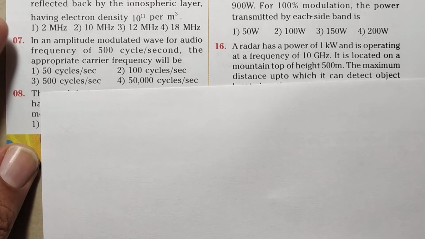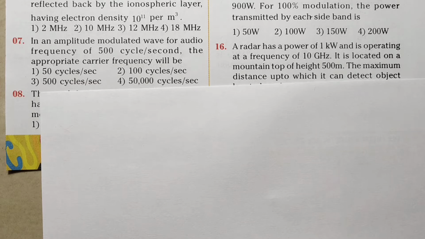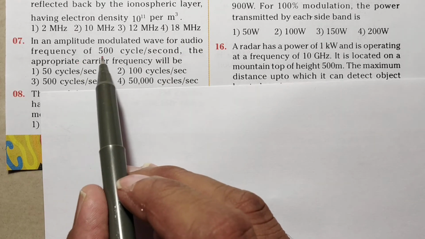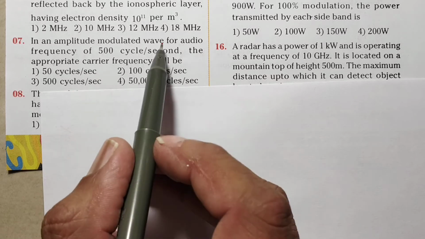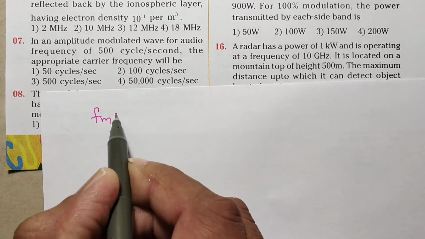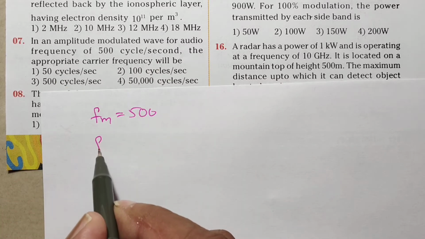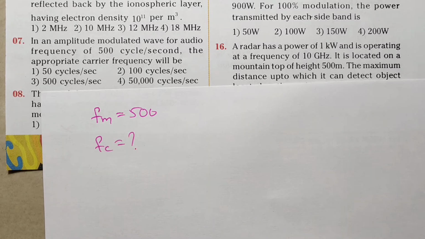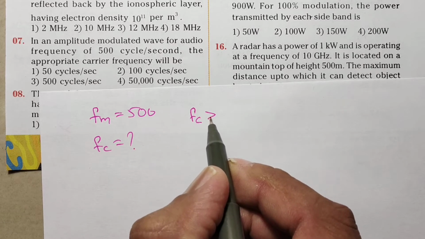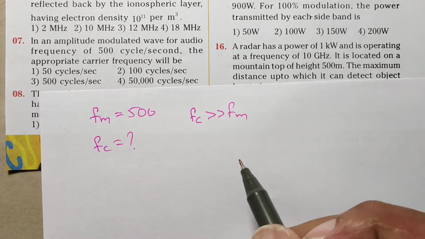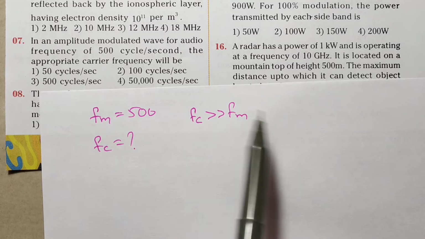Now, seventh question. In an amplitude modulated wave, the audio frequency is 500 cycles per second. That means the message signal frequency they have given is 500. They are asking for the appropriate carrier frequency, fc. In general, what is modulation? In modulation, we combine a low frequency audio signal with a high frequency carrier signal. That means definitely the carrier frequency is much greater than the message signal frequency. Now you compare which option is correct.